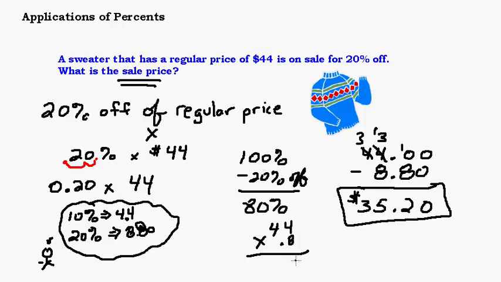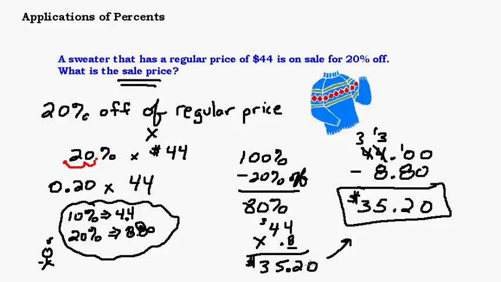So if we took $44 and multiplied it by 80%, that would be how much we'd have to pay. So 4 times 8 is 32. Carry the 3. 4 times 8 is still 32. Plus 3 is 35. And then I have one number to the right of the decimal, so I move my decimal one place. And look at that. I end up with $35.20.